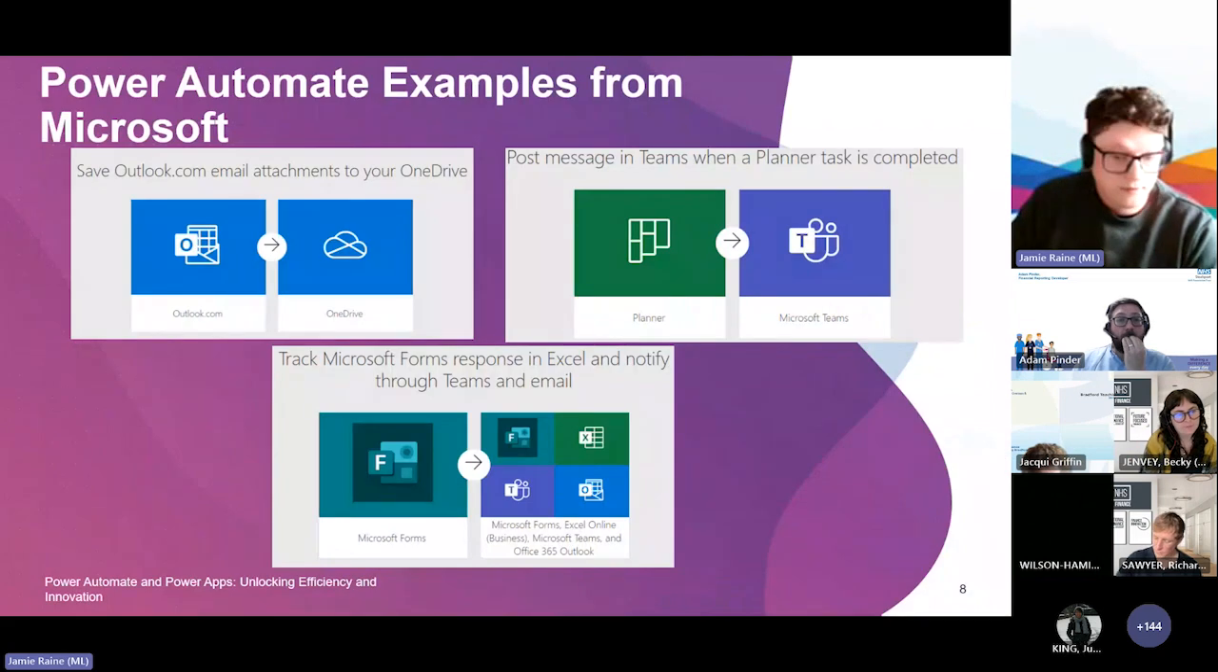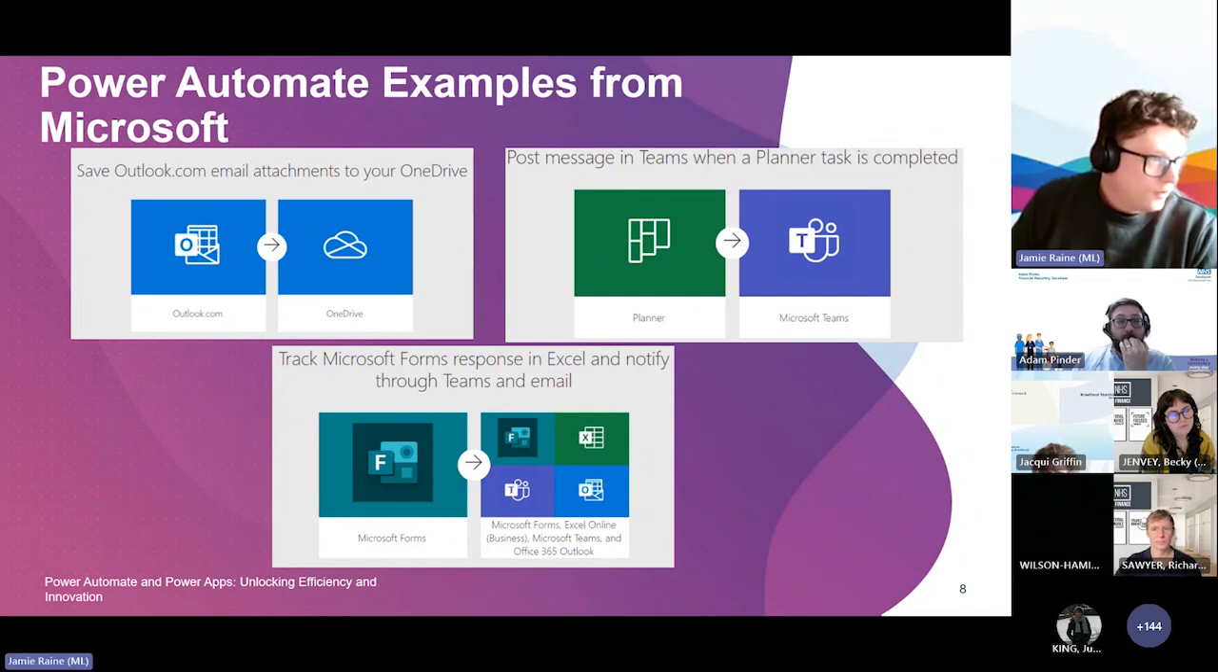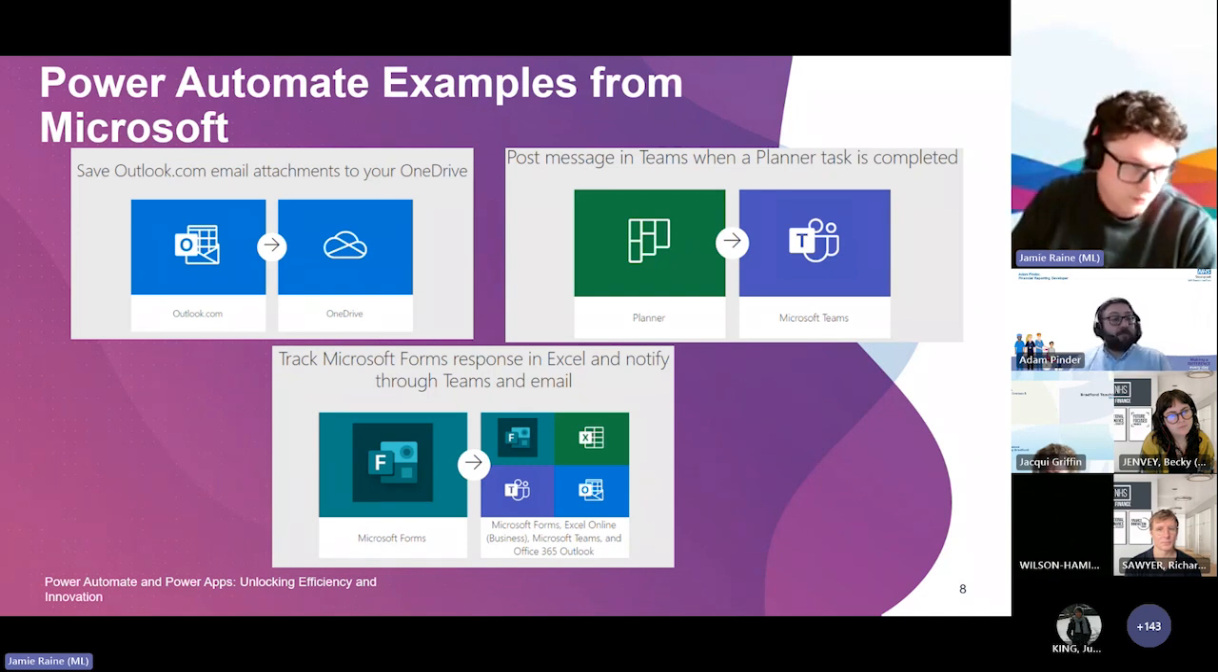On the next slide, I went into the templates that are on Microsoft. Here were some of the templates that you could use, just to get your brain thinking of how you can use it in your organisations. You can save Outlook email attachments to OneDrive, post messages in Teams when a Planner task is completed, track Microsoft Forms responses in Excel, and send messages in Teams and email. Those are just a few of the many thousands of templates that have already been built by fellow Power Automate users that are free to use on the Microsoft Power Automate platform.